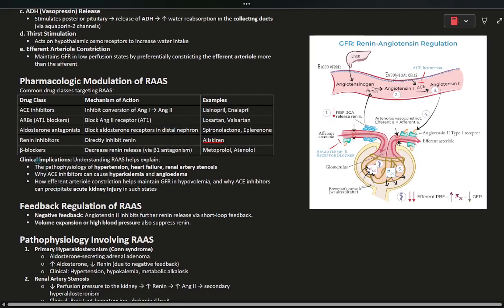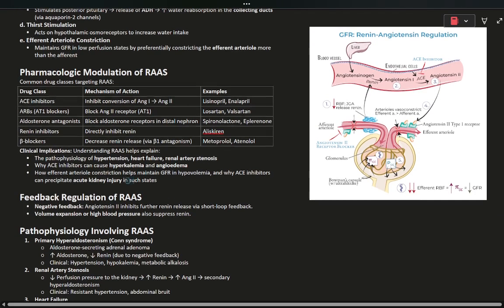Let's also discuss briefly the clinical implications of the RAAS system. So the RAAS system, or at least our understanding of it, will help us to understand the pathophysiology of hypertension, heart failure, and renal artery stenosis. It can also help us to understand why ACE inhibitors can cause hyperkalemia and angioedema.